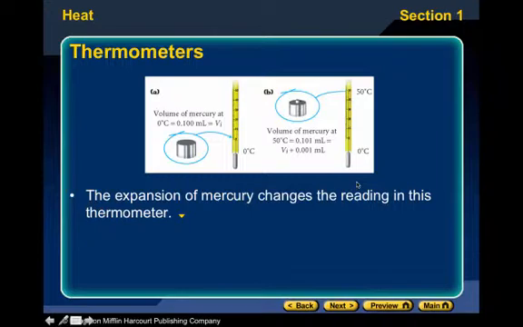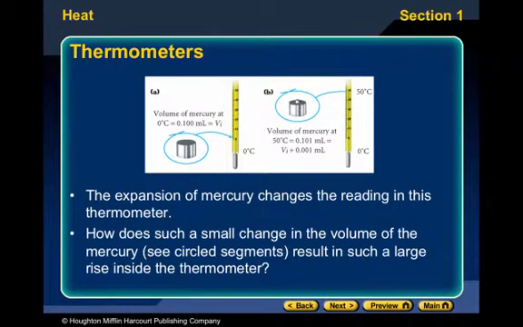Okay, so expansion of mercury changes the reading in this thermometer. And we don't have mercury thermometers, we have alcohol thermometers. But how much does a small change in volume of the mercury result in such a large rise inside the thermometer? The activity. Is that right? It expands, so the particles move faster, get farther and farther apart, and it goes up the thermometer and changes the volume.